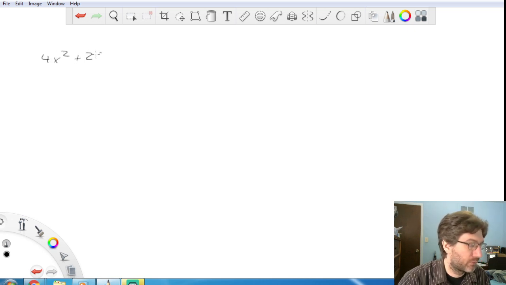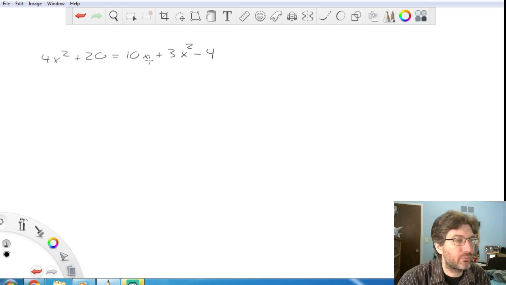4x squared plus 20 equals 10x plus 3x squared minus 4. So you should note this is a quadratic, so you can solve it like we were doing. We just need one side to equal 0. And it's your choice on which side you want. You can bring all of this over to here. You can bring all of this over here. There's less over here, so I'm going to do it this way.